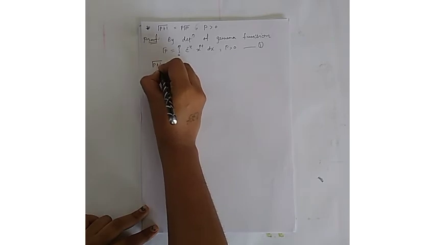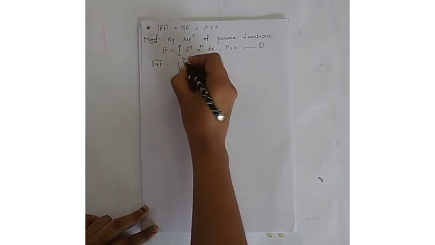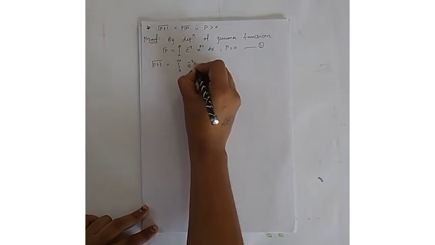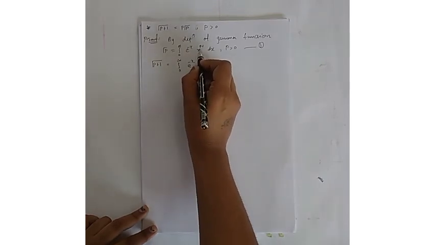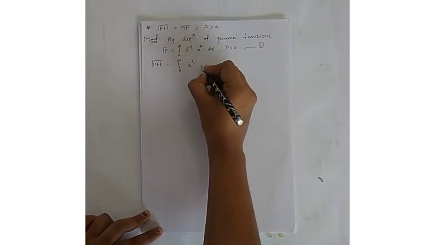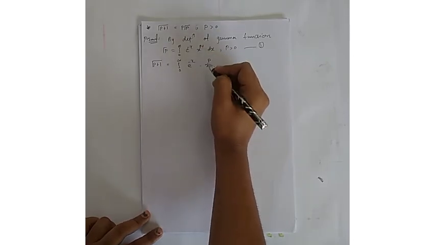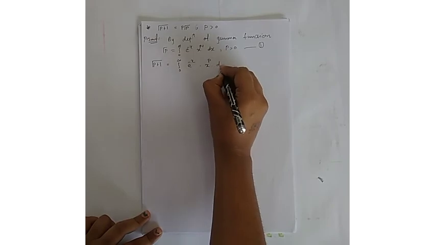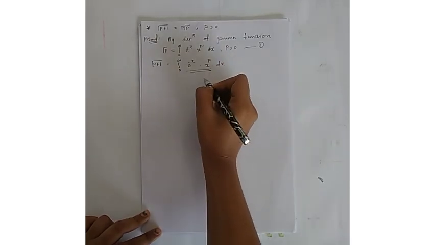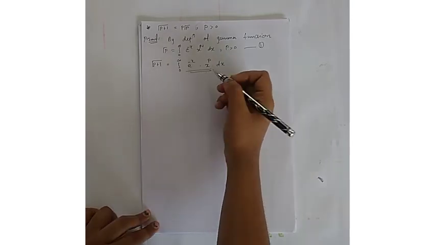For gamma p plus 1, it is integration from 0 to infinity e raised to minus x. Instead of writing p, we are going to write p plus 1, that is x raised to only p, because p plus 1 minus 1 will give only p, into dx. Now integrate this term using integration by parts.